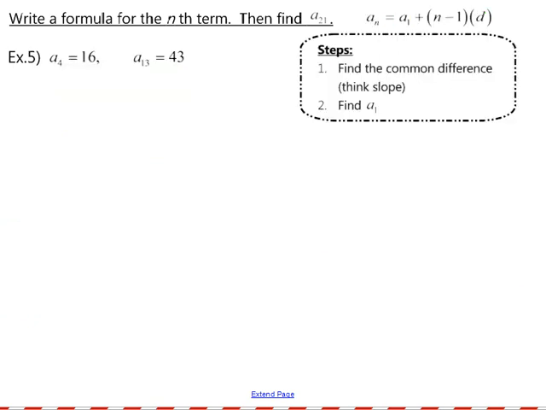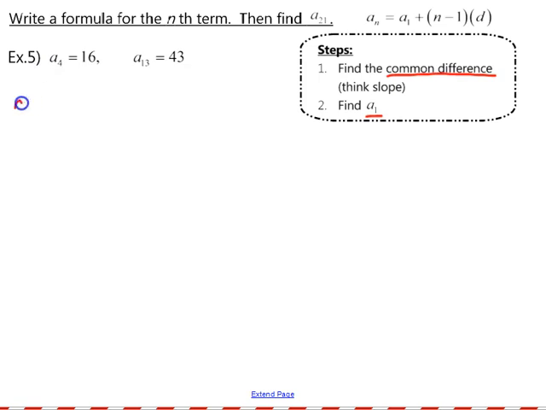Now example 5 gives us the same set of directions to write a formula for the nth term and find A sub 21. The only problem is this one's a little trickier because they give us two terms. The 4th term is 16 and the 13th term is 43. So we actually need to find the common difference and the first term, A sub 1.